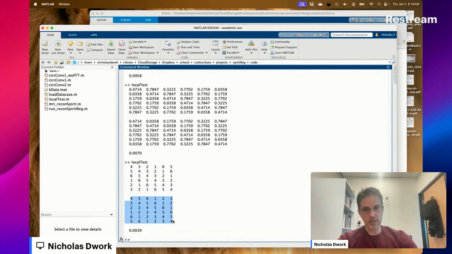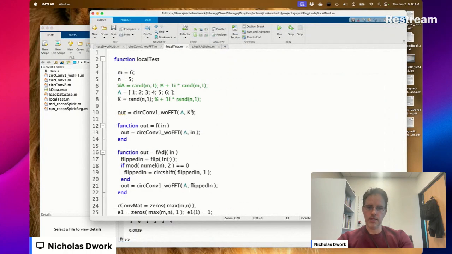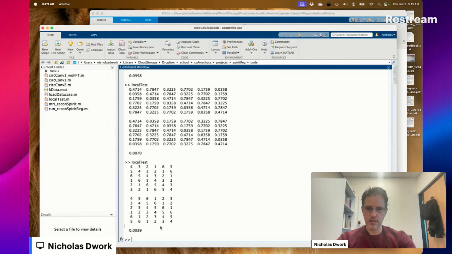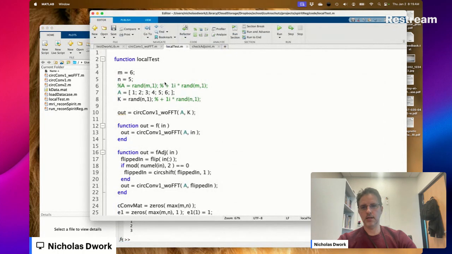And that appears to me to be circular convolution with the kernel flipped about the origin. The origin is in the fourth location. Is that right? Wait. There are 6. Yeah. The fourth location is the origin, right? Yes, the origin is the fourth location.